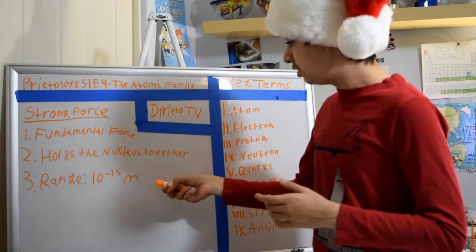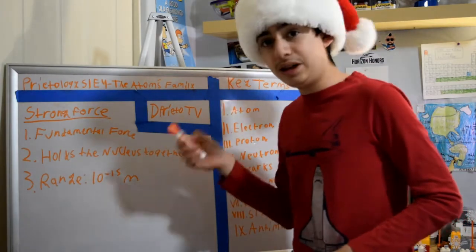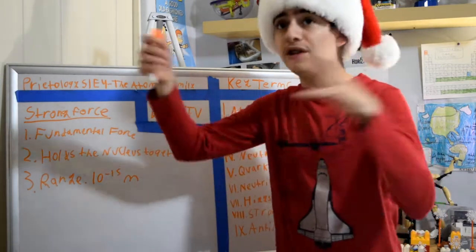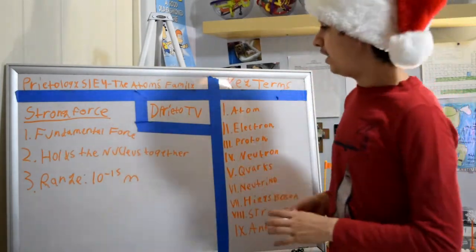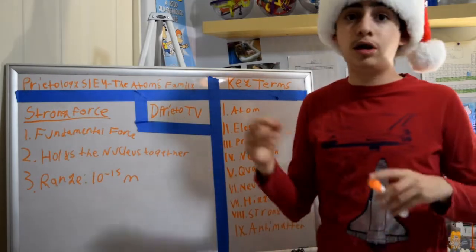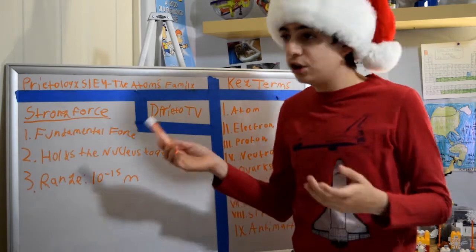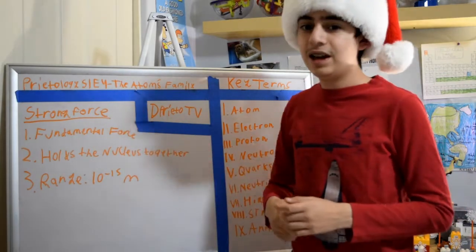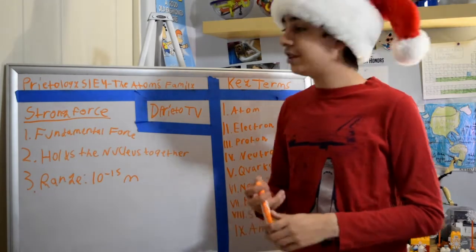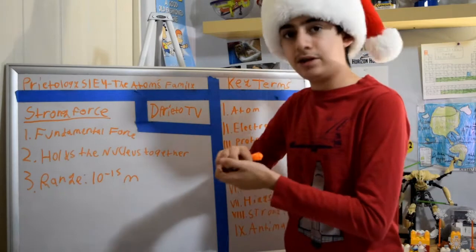Its range is only 10 to the negative 15 meters. So it's a very small range, unlike gravity, which has an infinite range. Fun fact, its carrier, or the particle that carries it throughout the universe, is called gluon. Gluon sounds like glue. That's what you can remember. Gluon is a character of strong force, because gluon can help hold things together. So yeah, its carrier is gluon, and it helps hold the nucleus together.